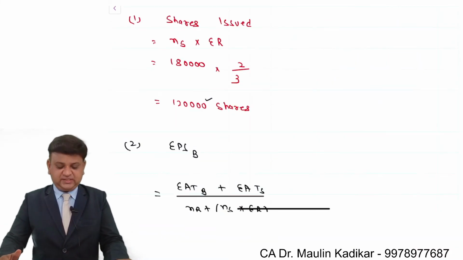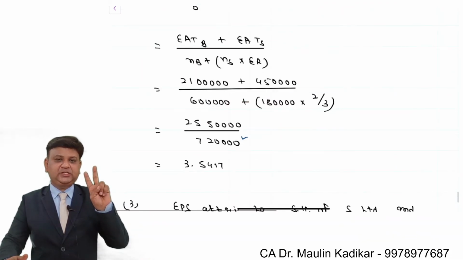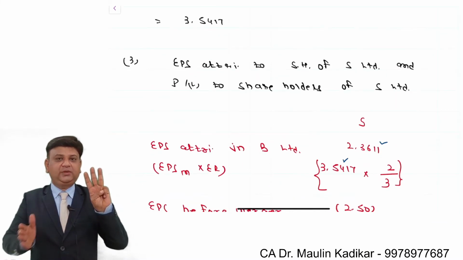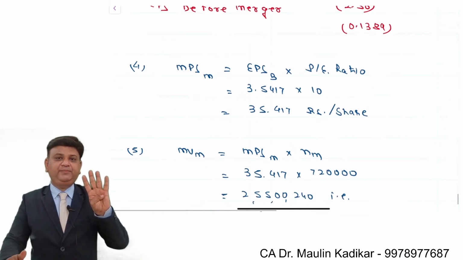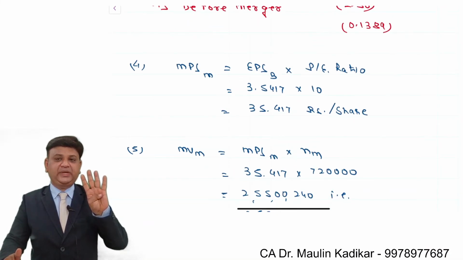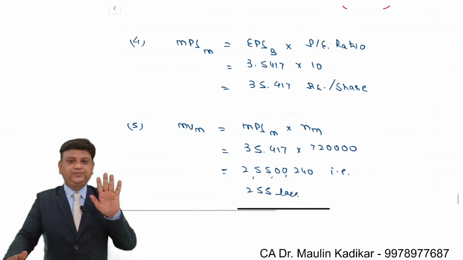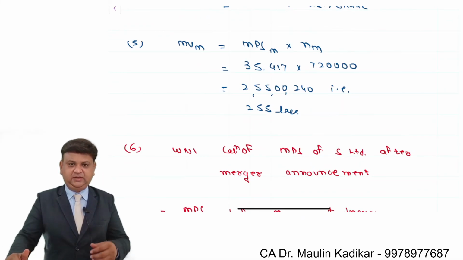So the summary of the answer is like this. First question, in that we have to compute the number of shares to be issued. Second question, EPS of the merged firm. In that we assume that there is no change in the earning. Third is calculation of the EPS attributable to the shareholders of the target company and profit or loss to the shareholders of the target company. Fourth is MPS of the merged firm, that is EPS into price earning ratio. That is what we understand is the MPS of the merged firm. Fifth is the market value of the merged firm, that is MPS into number of shares.